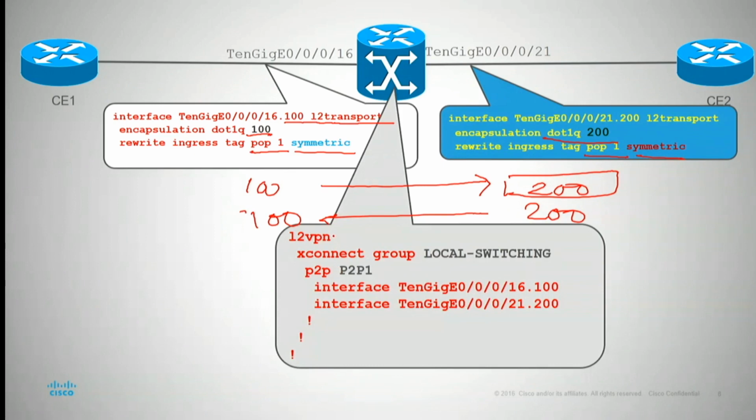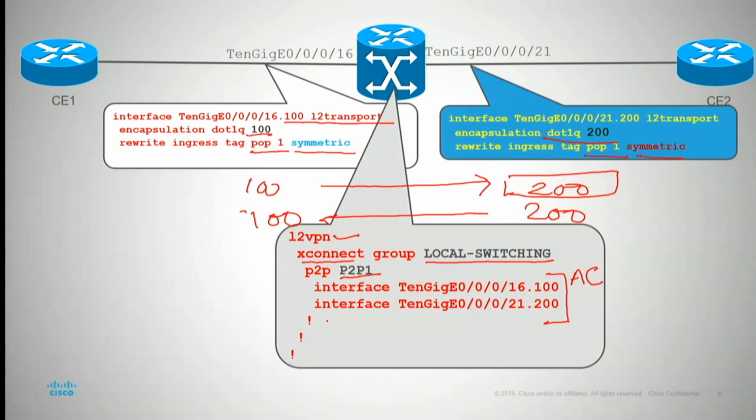This is the L2VPN configuration. Under xconnect group, I have defined its name as local switching. This is point to point. I have defined the P2P1 name. So I have called these two interfaces under the L2VPN. These two interfaces are attachment circuit interfaces, or we can say Ethernet flow points.